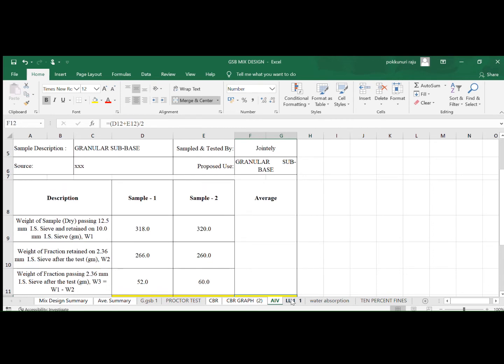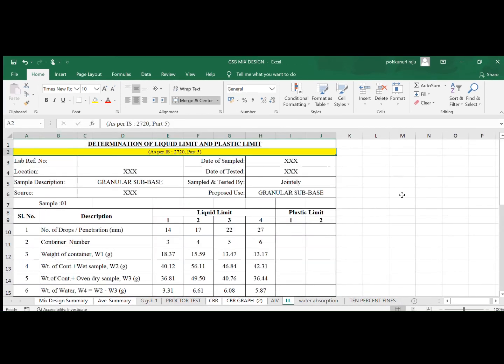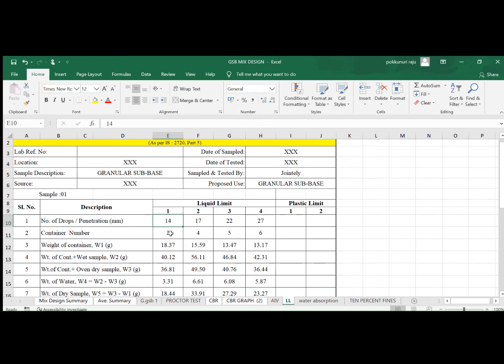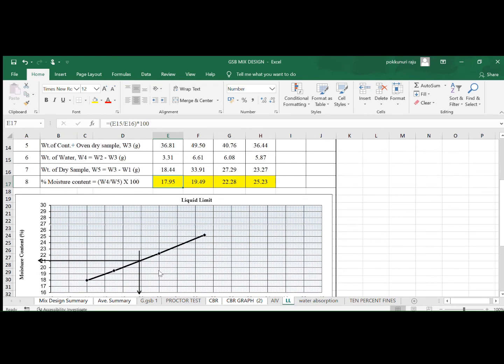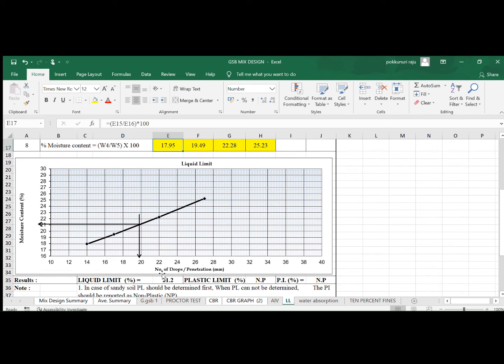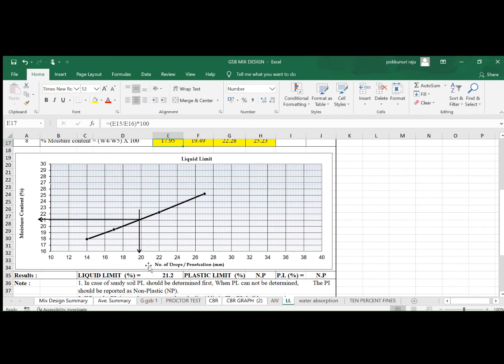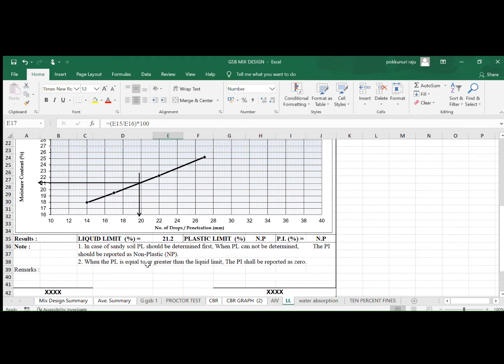Next, the liquid limit test is done on GSB material using the penetrometer test. This test is conducted as per IS 2720 part 5. In this test, the penetration is noted down for different samples, and the corresponding moisture content is determined. A graph is plotted between the penetration on the x-axis and the moisture content on the y-axis, and the moisture content corresponding to 20 mm penetration is what is known as the liquid limit of this particular soil.